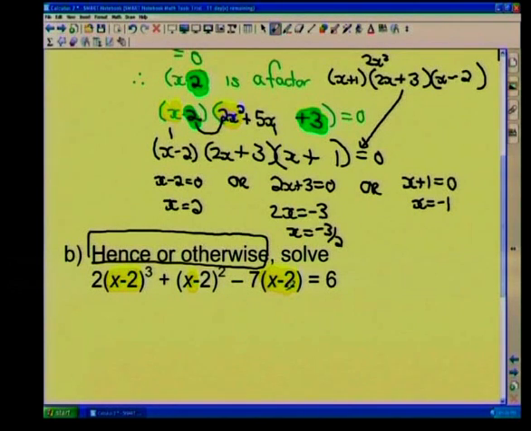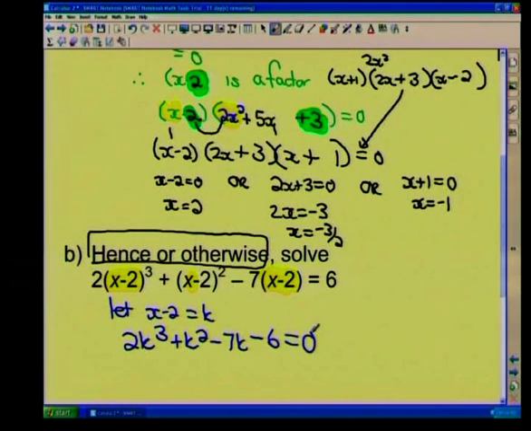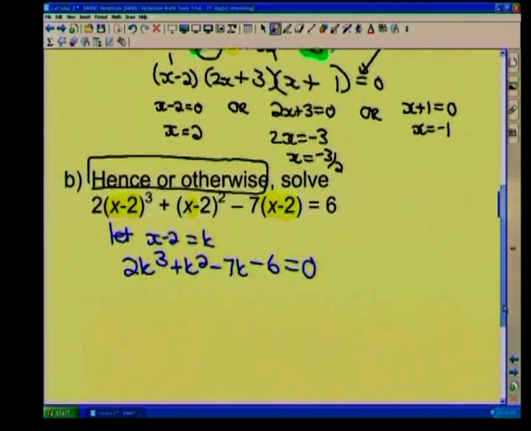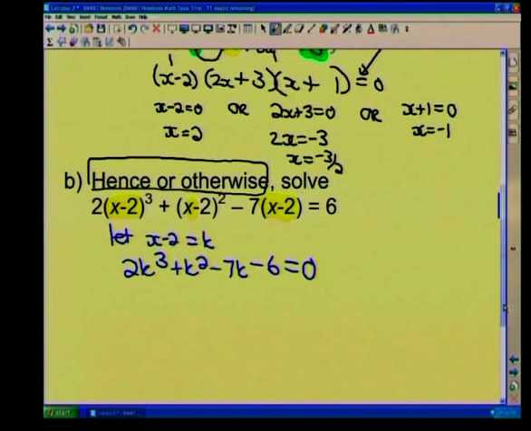So if I let x minus 2 equal k, I would have 2k cubed plus k squared minus 7k minus 6 equals 0. And if you look back to what you started with, that is exactly the same equation. So what am I saying to you? I'm saying, well, in this case, the answers would be k equals 2, k equals minus 3 over 2, and k equals minus 1.